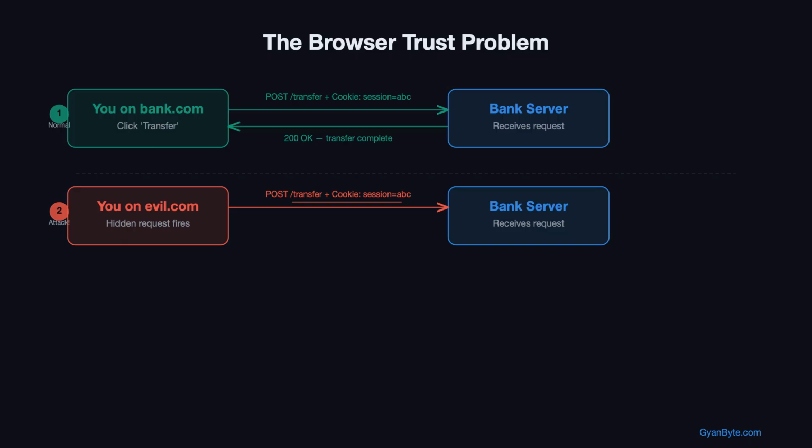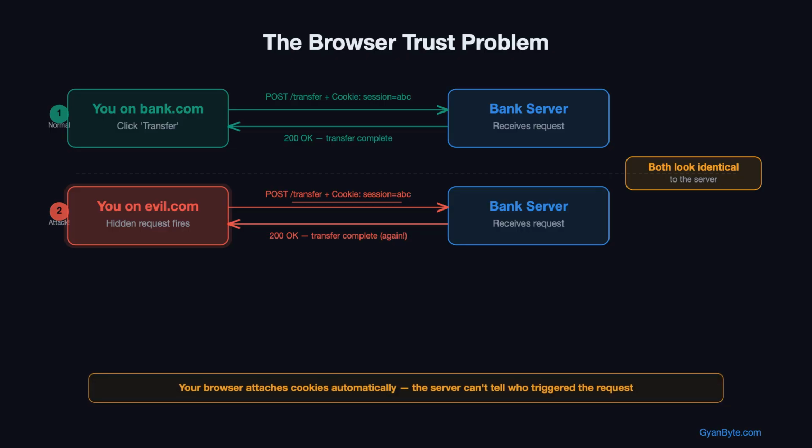You're on evil.com. A hidden image tag or a hidden form triggers a request to bank.com. Your browser attaches the same cookies automatically. The server receives the request, sees a valid session cookie, and thinks this is a legitimate user. It has no way to know that you didn't intend to send that request. To the server, both requests look identical. That's the browser trust problem. And that's exactly what CSRF exploits.